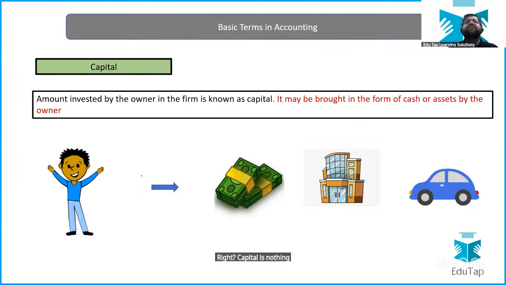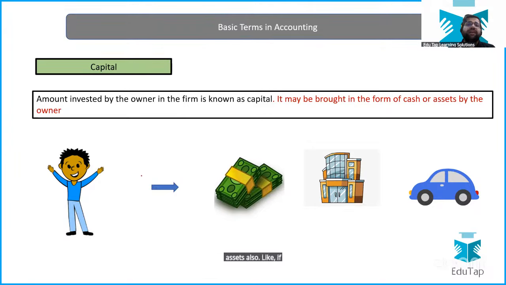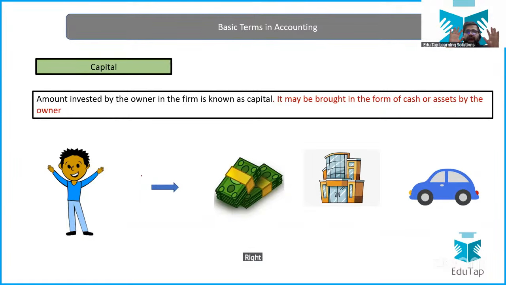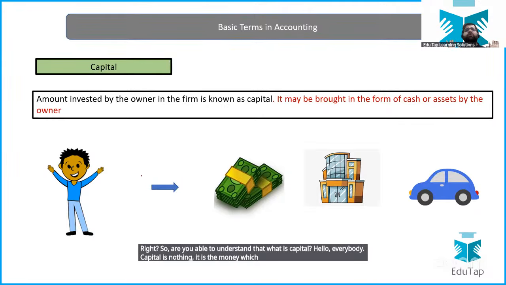Capital is nothing. It is the money which you are putting in the business. It can be in the form of money. It can be in the form of some assets also. Like if Reliance is using one particular car and this car has been given to the Reliance by the owner, so I will be calling this car as capital only. I will be writing the monetary value of it. Right. So are you able to understand what is capital? Hello, everybody. Capital is nothing. It is the money which has been brought by the owner.